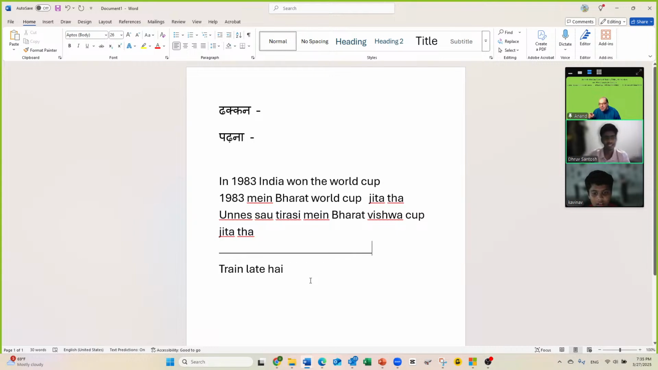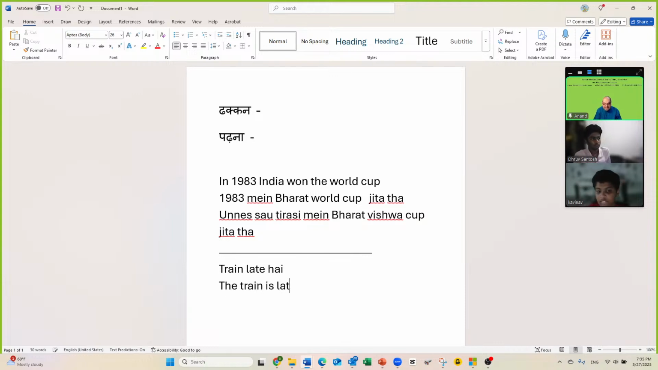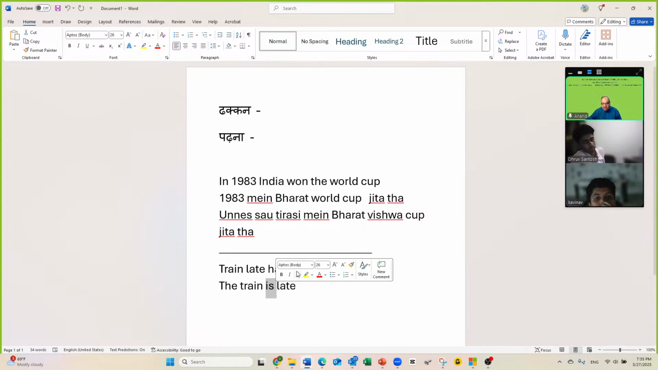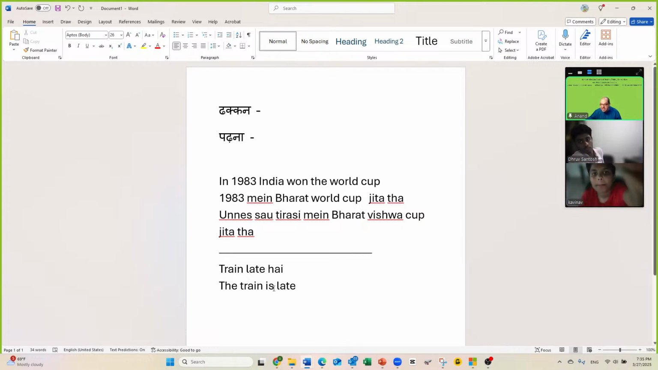So, important point: it has the grammar of Hindi. So it is a Hindi sentence. It is Hindi because it's got the grammar of Hindi. Because if it was an English sentence, you would have said, the train is late. What changed? Is means hai. In Hindi sentences, the verb always comes last. In English sentences, it doesn't come last. It always comes in between. That is the big difference. That is why the first one is a Hindi sentence, the second one is an English sentence.